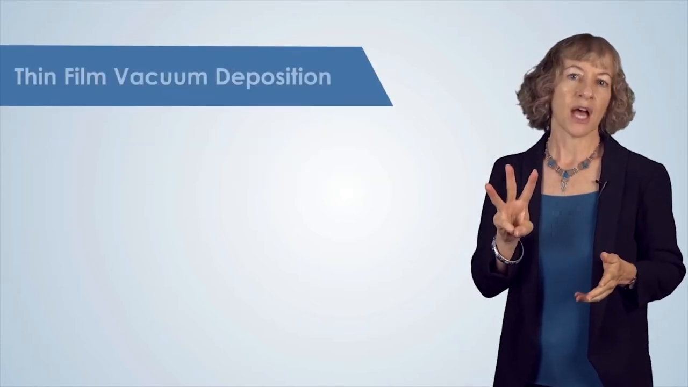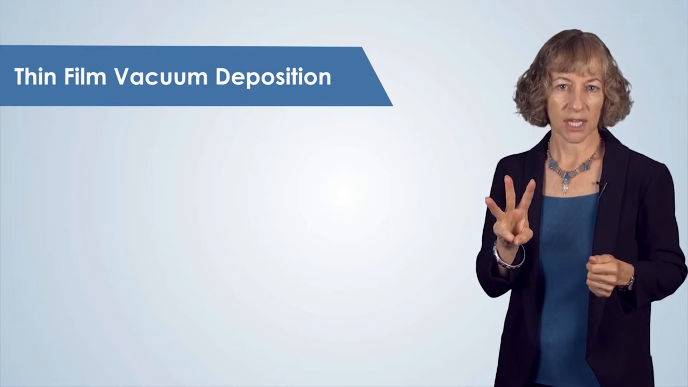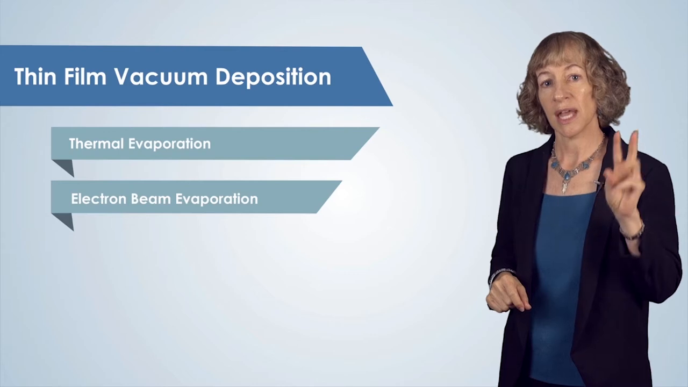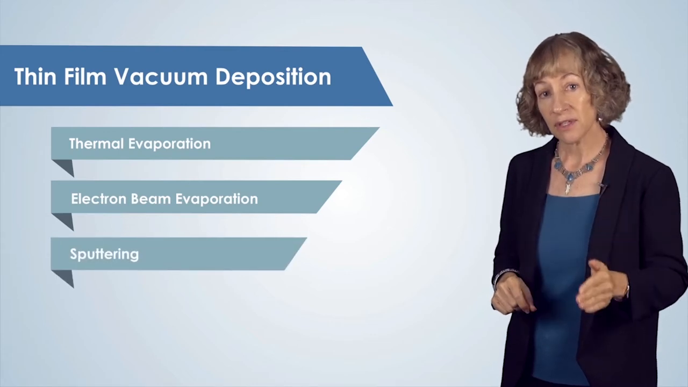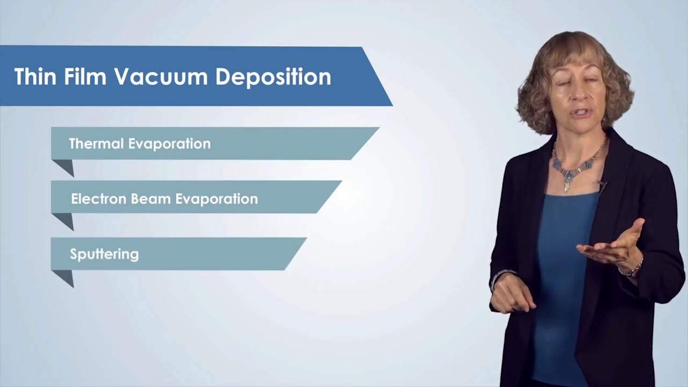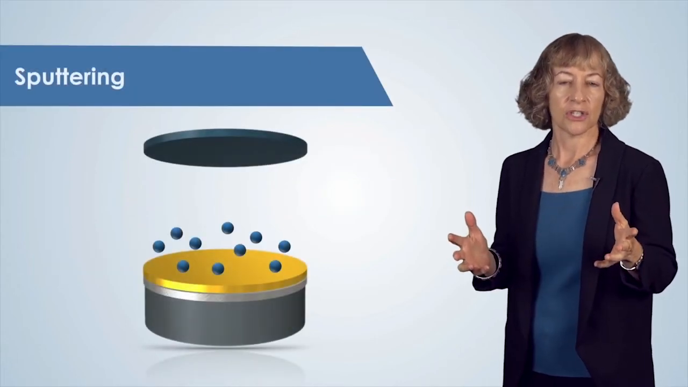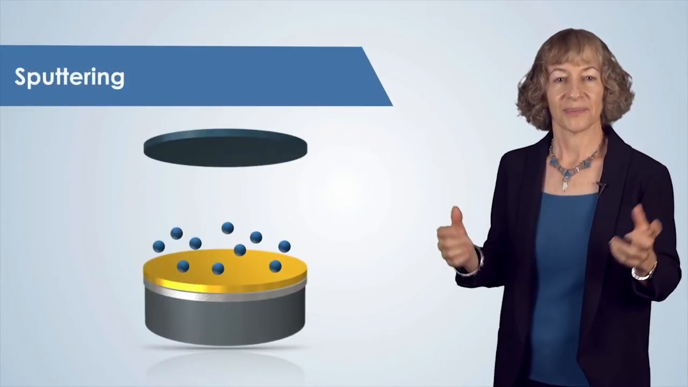The three most common thin film vacuum deposition techniques are thermal evaporation, electron beam evaporation, and sputtering. And in this video, I will introduce you to the process of sputter deposition. Sputter deposition is usually simply called sputtering.